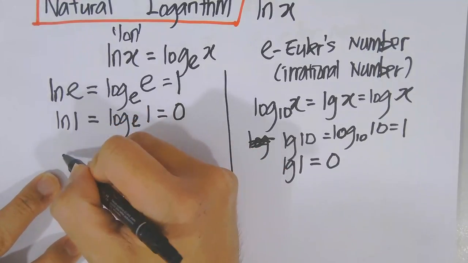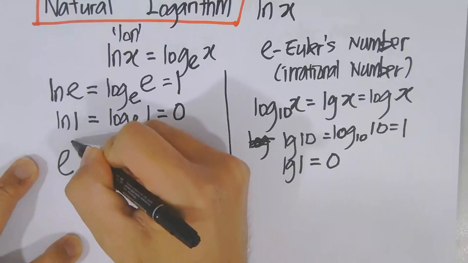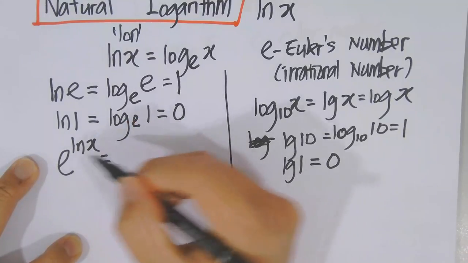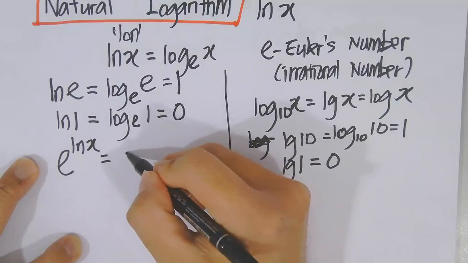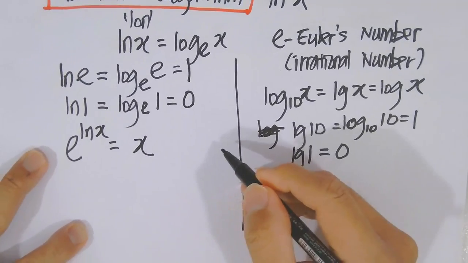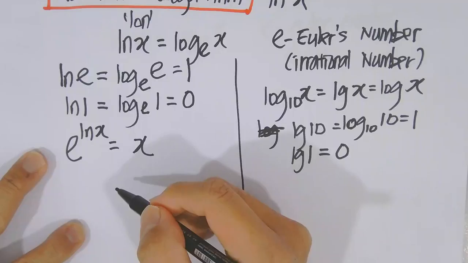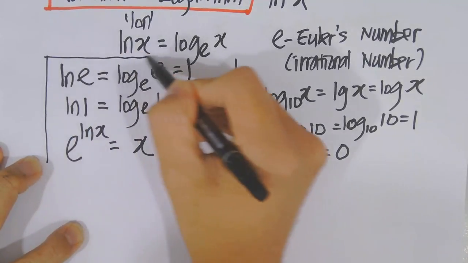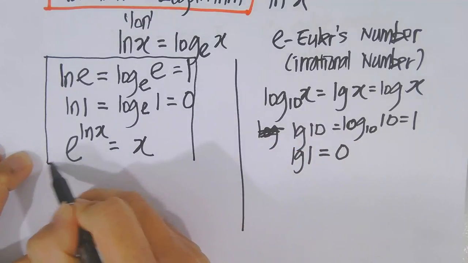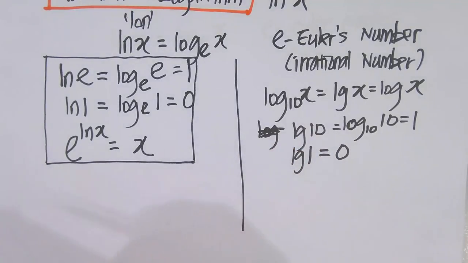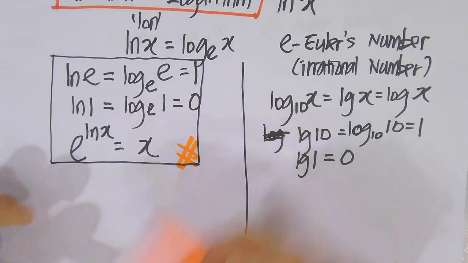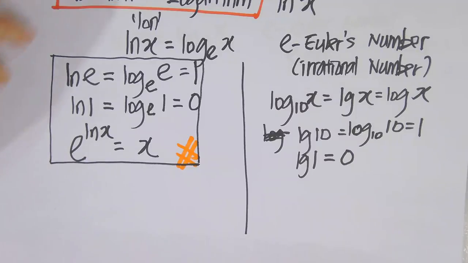Another formula that you should know is, let's say you have exponential to the power of ln x. You can rewrite this as x. So e to the power of ln x equals x. This may be considered new for you, so you have to take note of it. It's very important because it's going to help you in solving some forms of equations.